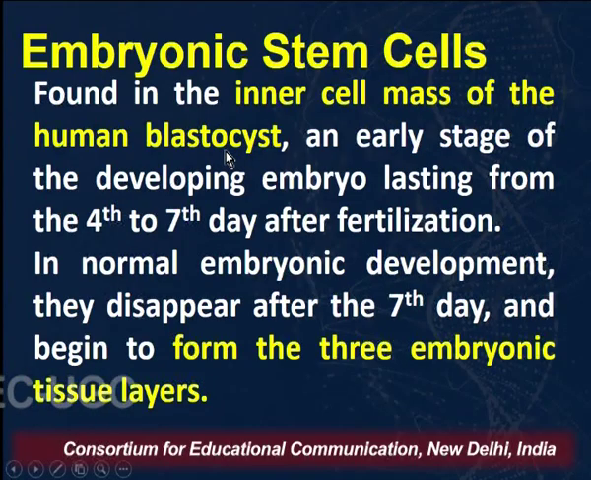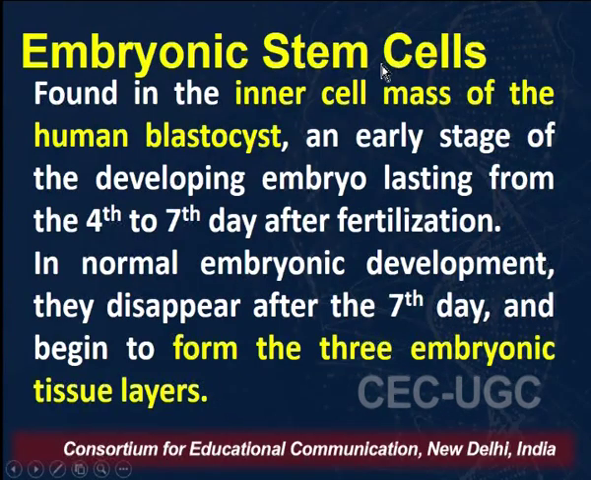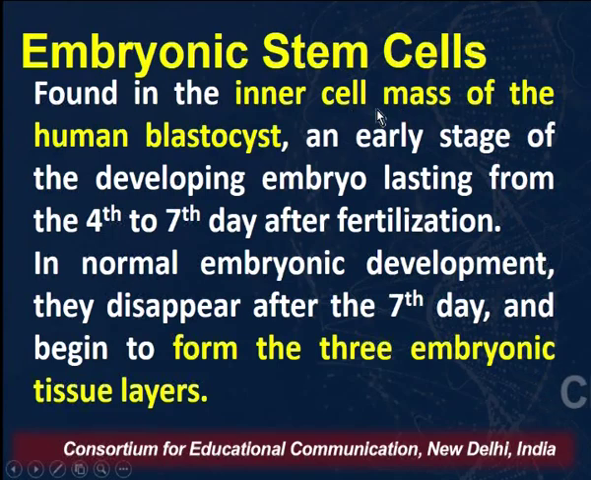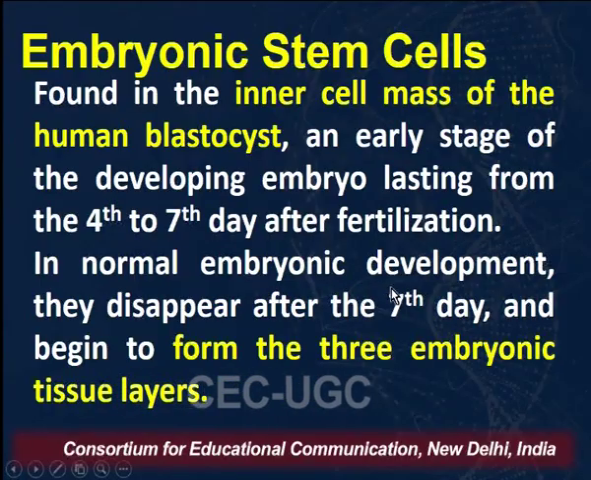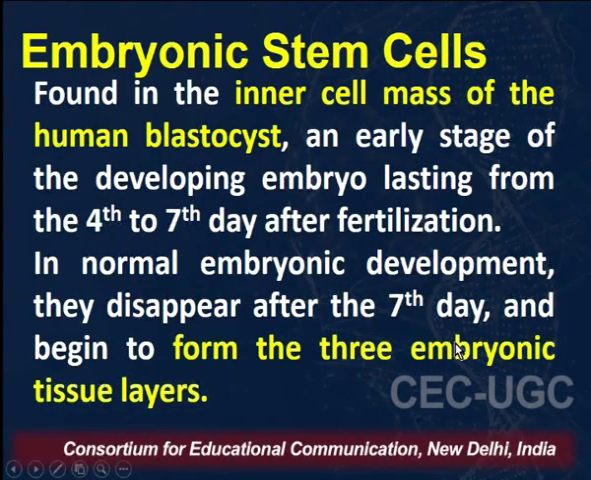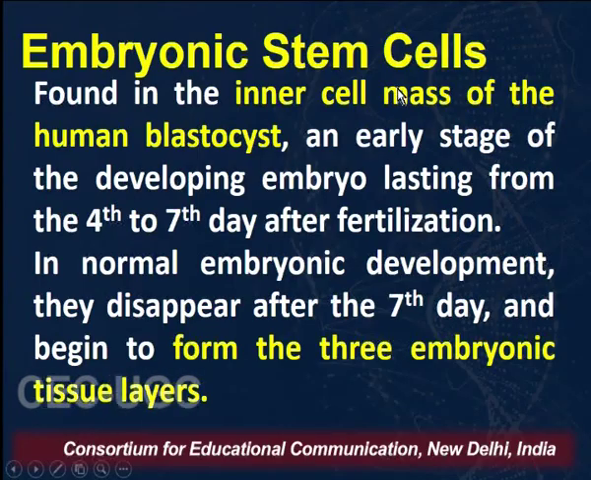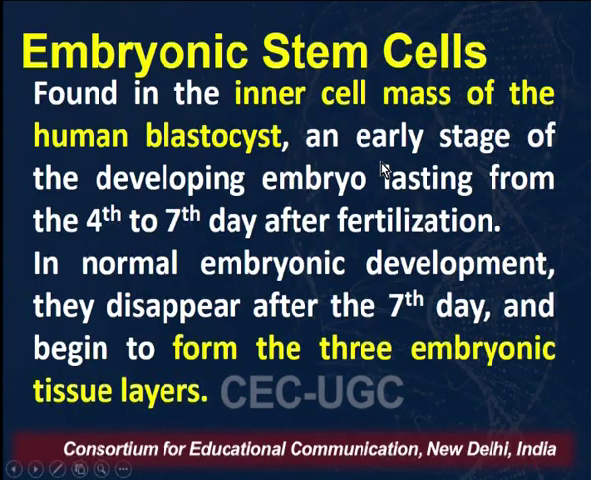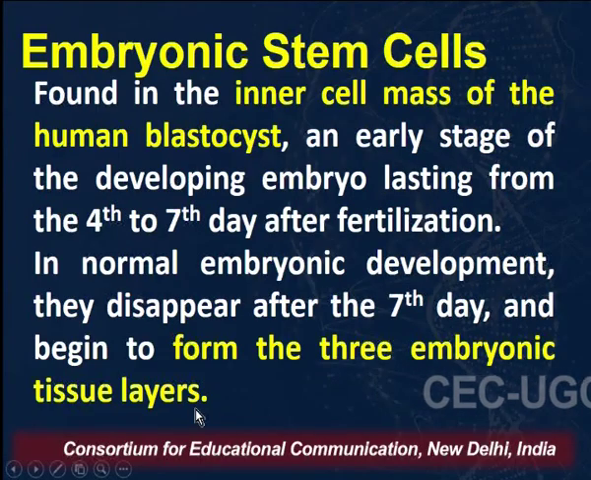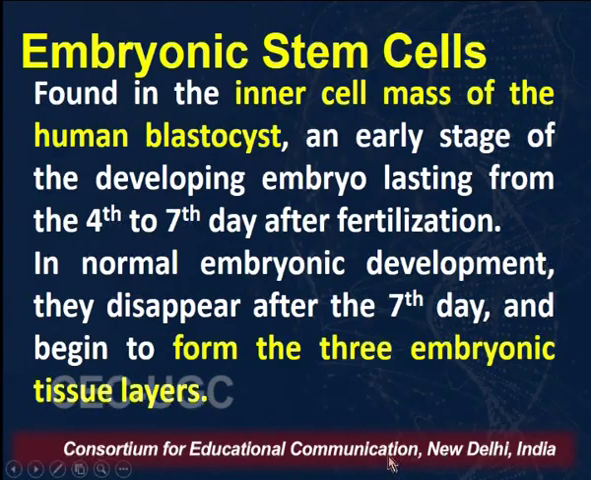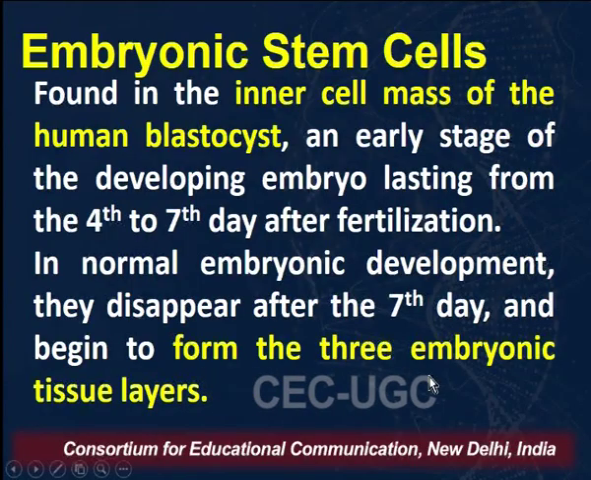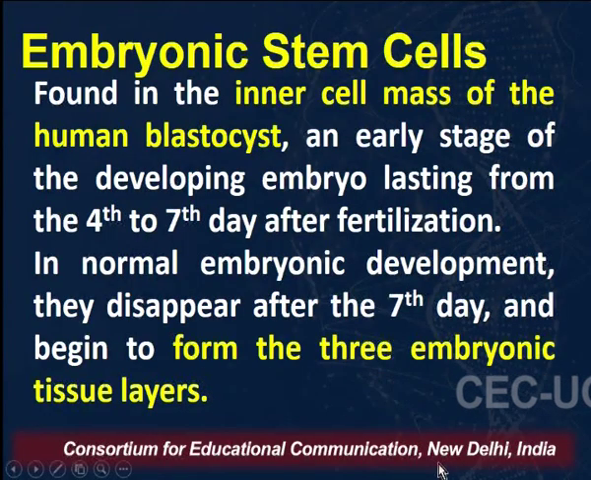Now, this human blastocyst has two different kinds of cells. One is the trophectoderm and the other is the inner cell mass. This inner cell mass is basically the embryonic stem cells. In normal embryonic development, they disappear after the 7th day and begin to form the 3 embryonic tissue layers. So, this inner mass basically gives rise to the true embryo, and they form the 3 germ layers, giving rise to the ectoderm, mesoderm and endoderm, and then these 3 layers give rise to different organs and shape up the body.